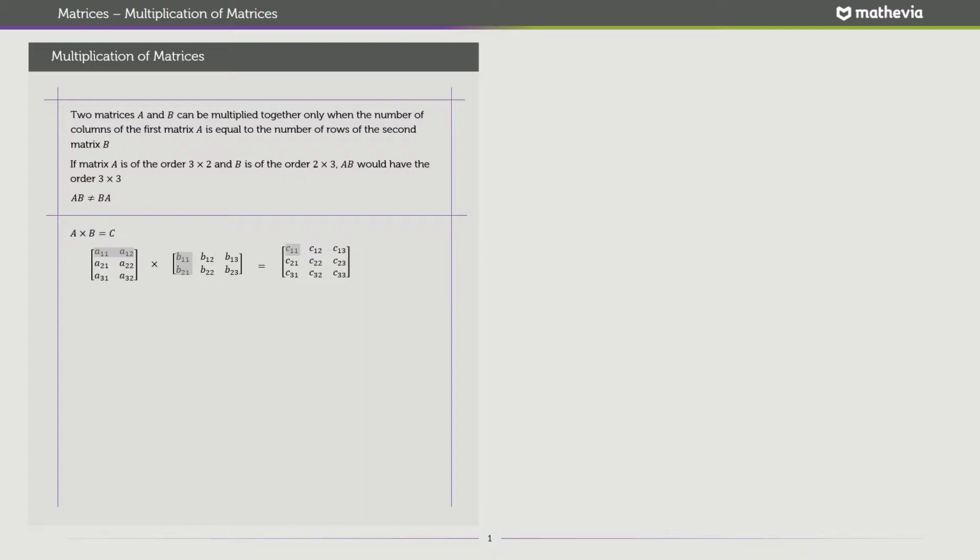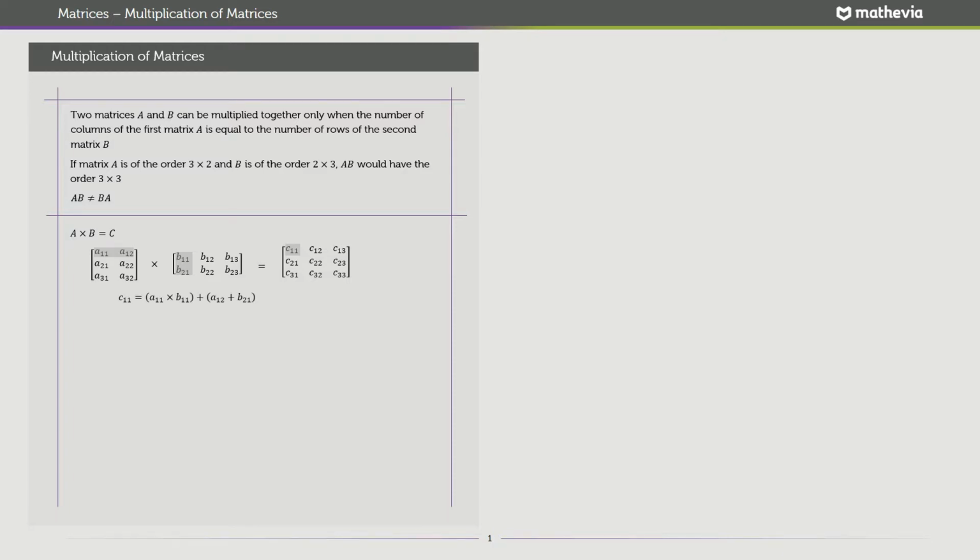Now, if you were looking to find the element in the first row and the second column, that's C12, you make use of the first row of the first matrix. The first matrix is the row matrix, where you make use of the rows, and the second matrix is your column matrix, where you make use of the columns. So for C12, the element in the first row and second column of C, you make use of the first row of A and the second column of B.